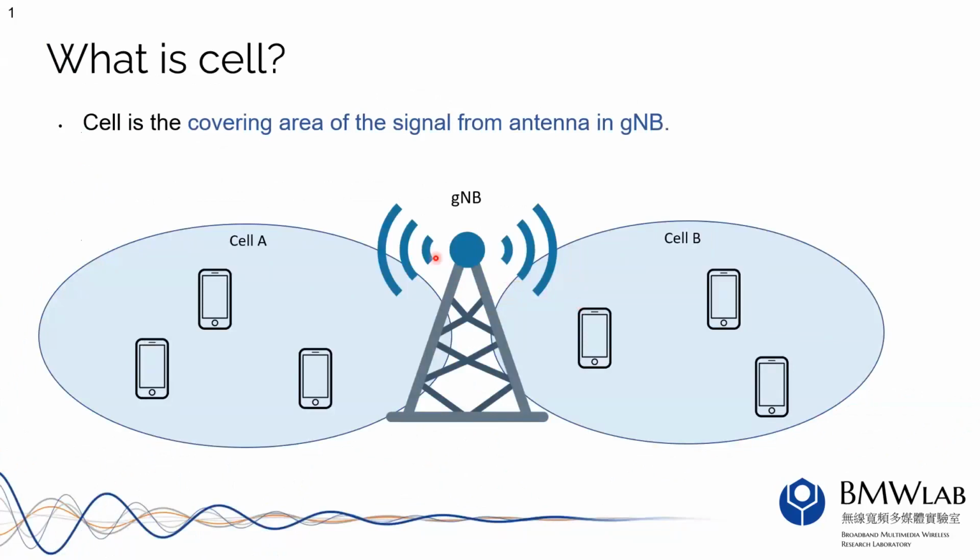Okay. The first thing we want to talk about is what is the cell. From a high-level perspective, we can easily say that a cell is the covering area of signal from the antenna in gNodeB. As the figure shows, each cell can serve multiple UEs, and each cell has a unique cell ID, so we know that each UE can map to its corresponding cell. And this is what the cell is.